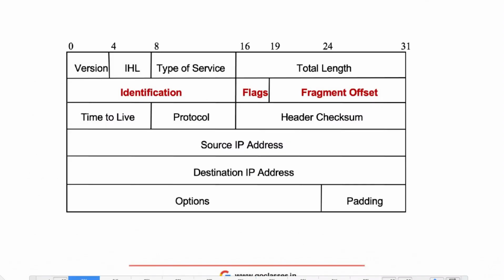Now let's talk about the fields related to the fragmentation. If you remember, there was a second row in the IP header which we skipped in the last video by saying that we will be studying this row whenever we study fragmentation. So there are different fields in the fragmentation. Now before I go to these fields, let me ask you a question.